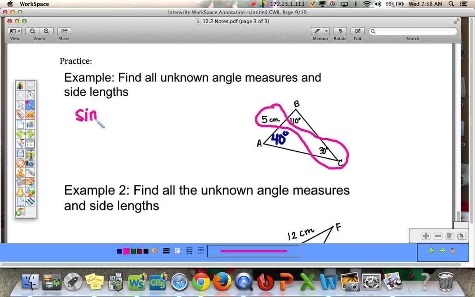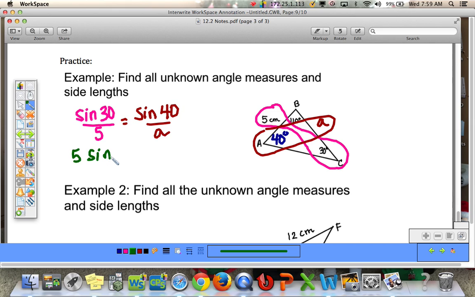It's going to be sine of 30 over the opposite side 5. Okay, pick one of the other ones to solve for. So I'm just going to solve for A right here. You can choose, do both of them. So we'll solve for this one. So this equals sine of 40 over A. We're going to cross multiply and solve. So when we cross multiply, we'll get 5 sine of 40, go this way, equals A sine of 30. The sine of 30 is a number, so to get A by itself, divide each side by sine of 30.